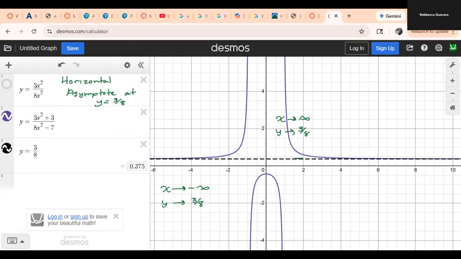So same kind of idea here is that as my x values go towards infinity, we start acting like the leading terms. We end up acting like 3x squared over 8x squared, which if you simplify that, it just turns into 3/8.